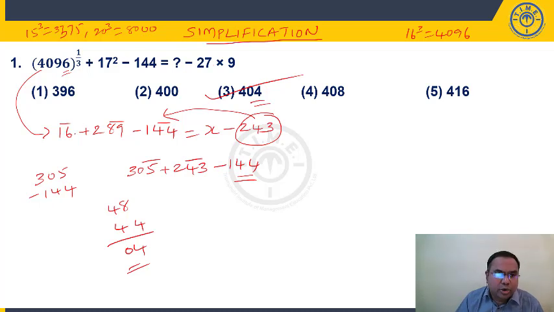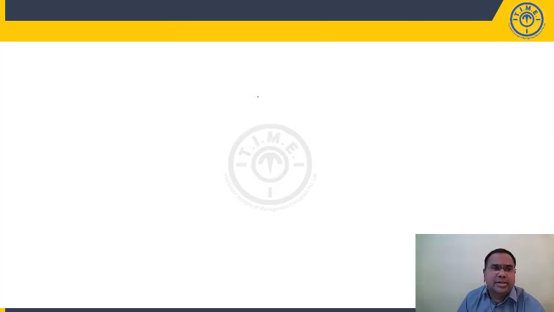You got the point? So 289 plus 16 is 305, minus 243 will become plus 243 minus 144. I am taking only the last two digits. 43 plus 5, 48. Remove 44, you are getting last two digits as 4. There is only one option with last two digits as 04. I am not getting into simplifying or finding the exact answer. That should be my answer.